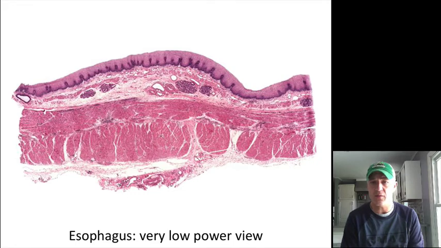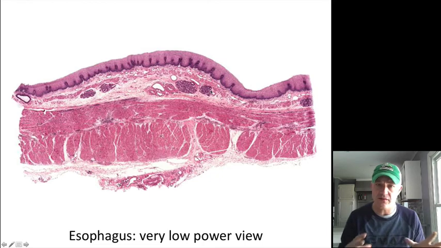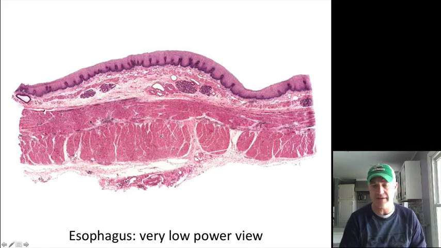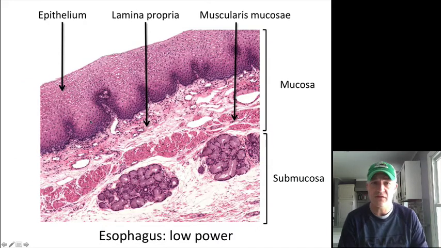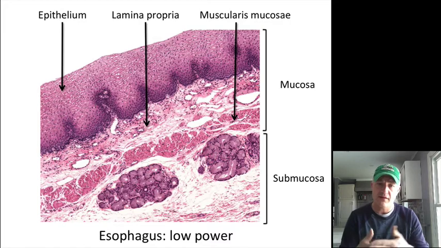So this is showing you the low power view, and the main thing you can see on the top of this image is that stratified squamous epithelium. You can see these dark circles right here are some mucus glands. You can see those are housed within that submucosal layer, and then you see the really thick layers of smooth muscle underlying that.